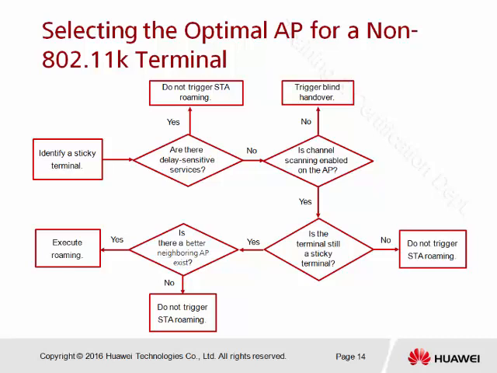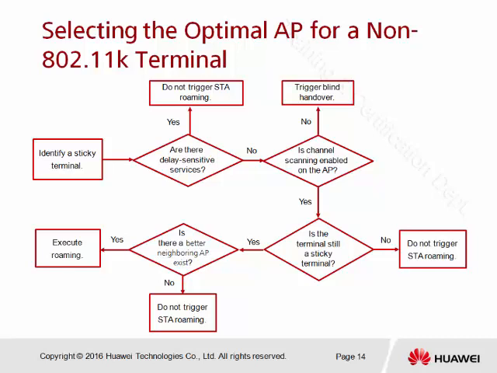And this is the case happening to those non-802.11k terminals. So they try to identify the sticky terminal. Is there a delay sensitive service or not? This is very important. When they have a delay sensitive case, normally they don't do the roaming here. When there's none, then they proceed to the next step.